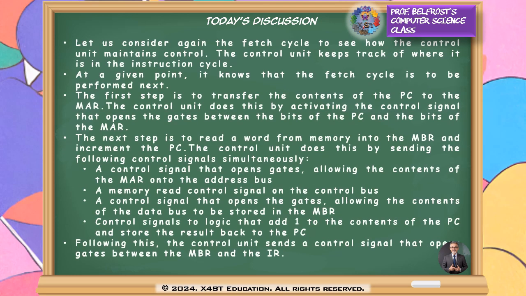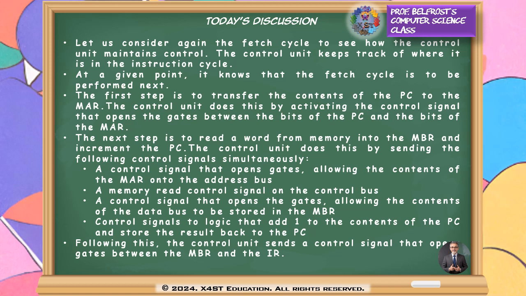Let us consider again the fetch cycle to see how the control unit maintains control. The control unit keeps track of where it is in the instruction cycle. At a given point it knows that the fetch cycle is to be performed next. Then the first step is to transfer the contents of the PC to the MAR. The control unit does this by activating a control signal that opens the gates between the bits of the PC and the bits of the MAR.